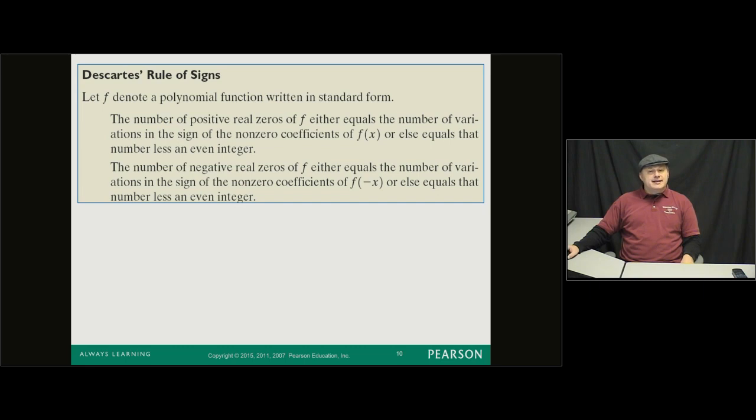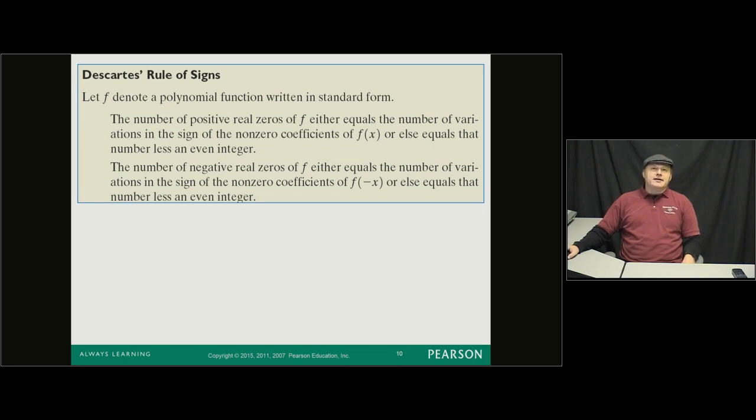Now if you have 3 sign changes, then it could be either 3 or 1, because it's less than that by an even integer. So that tells you something. If there are 3 or 1, you know you're going to have at least 1 positive real zero. That's kind of useful, because if you know you're going to have 1, then once you find that positive real one, you know you're not going to have another one. So that's what this is saying.